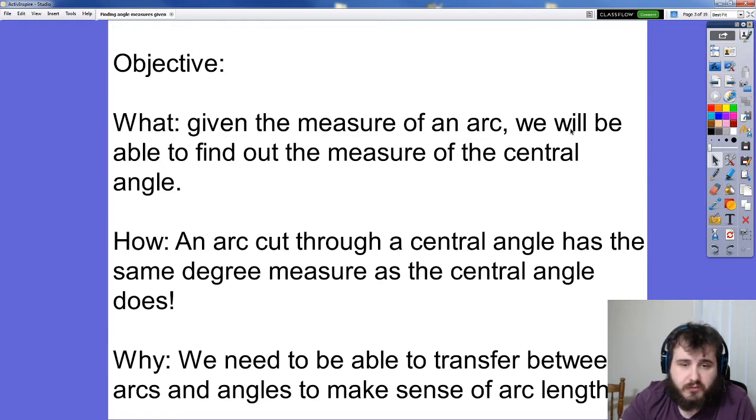So how we're going to do this is we've got an arc cut through a central angle. It's going to have the same degree measure as the central angle does, which is very convenient. It makes for a much easier problem. And why we're going to do this is because we need to be able to make sure that we can transfer between arcs and angles, because later on we're going to be talking about what's called arc length.